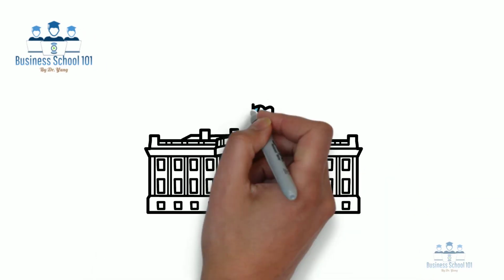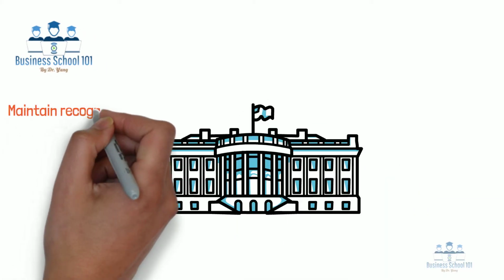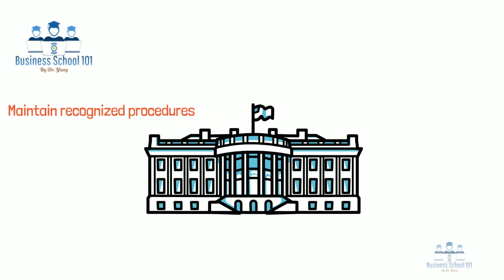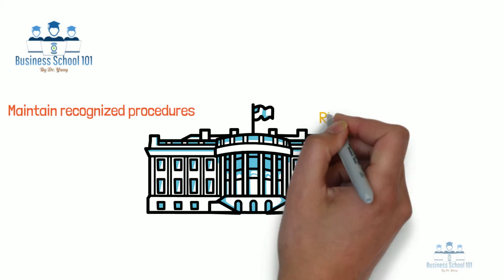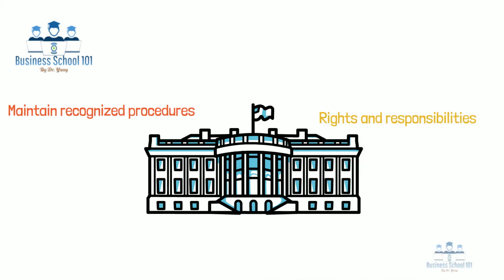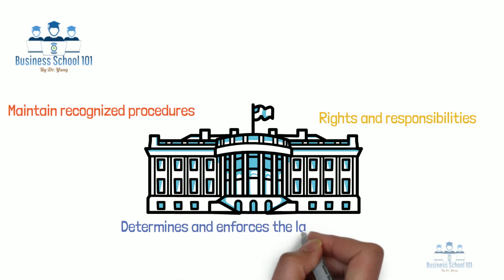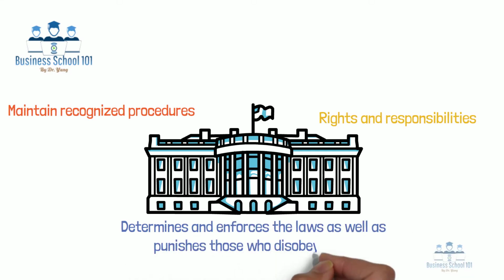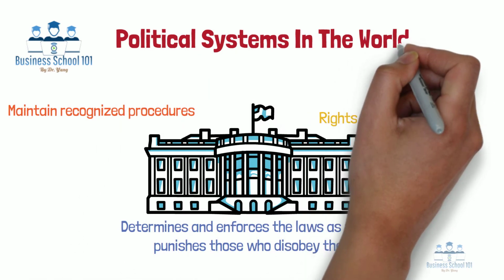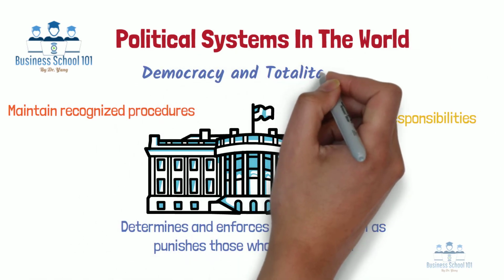As you probably already know, every society must have a political system in order to maintain recognized procedures for allocating valued resources. In large, complex societies, many decisions must be made about the rights and responsibilities of citizens. For a society to be orderly, its members must obey the rules that are established. A society's political institution determines and enforces the laws as well as punishes those who disobey them. This video will discuss the two major political systems in the world, democracy and totalitarianism.